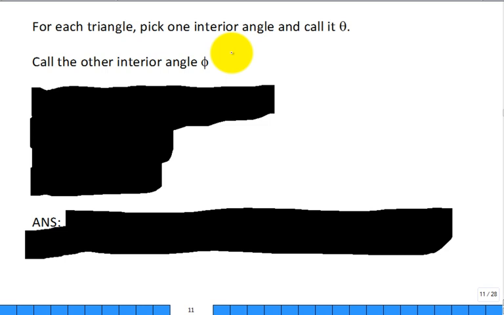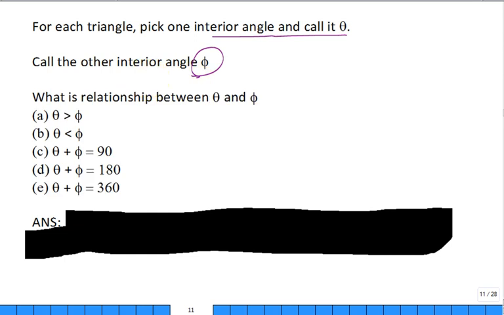So for each of these, you've picked one interior angle and you called it theta. The other you call phi. And what is the relationship between theta and phi? Is theta always greater than phi? Theta less than phi? Theta plus phi is 90. Theta plus phi is 180. Theta plus phi is 360.